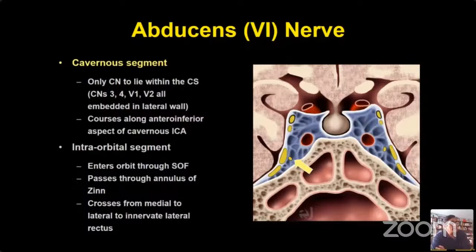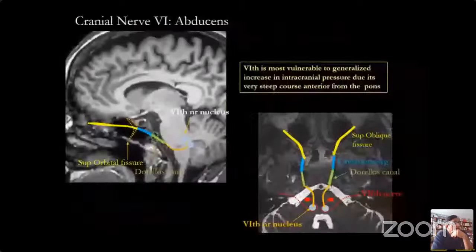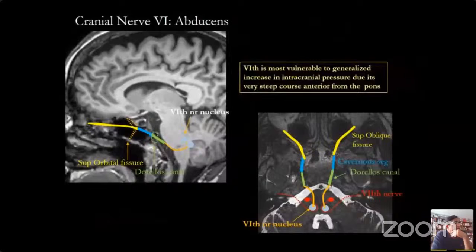And then it enters the orbital cavity through a ring. It's a fibrous ring, which is known as the annulus of Zinn. To that ring are attached all the extraocular musculature. And then it crosses from medial to lateral to innervate all the different muscles of the orbit.